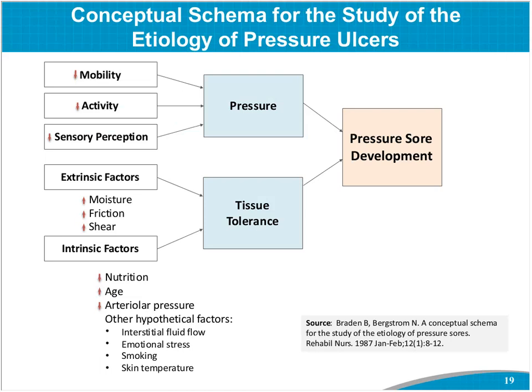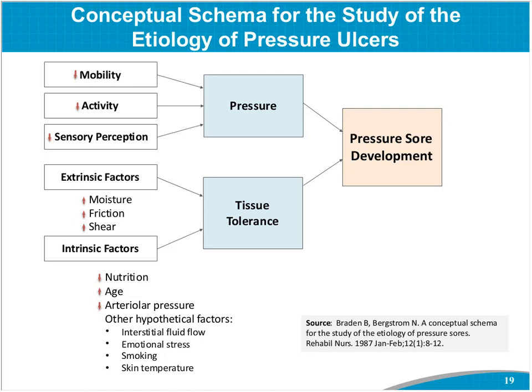The pressure areas, subscales, were mobility, activity, and sensory perception. But if we look at tissue tolerance, in terms of the regression analysis that she did at the time, moisture, friction, and shear came out, and that's why they wound up on the scale, and nutrition.